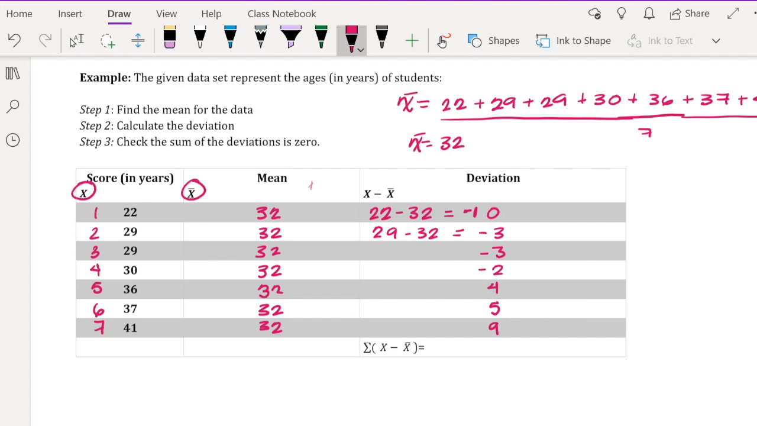What I want to do next is add the deviations, and the reason I'm doing that is I want to check that they add to 0, and that tells me that I calculated my deviations correctly. So cool, yeah, they do add up to 0, so the deviations are correct. Again, the deviation by itself is not that interesting, but once we get to the measures of variability, it's basically going to be the basis of calculating what we're going to call the standard deviation.